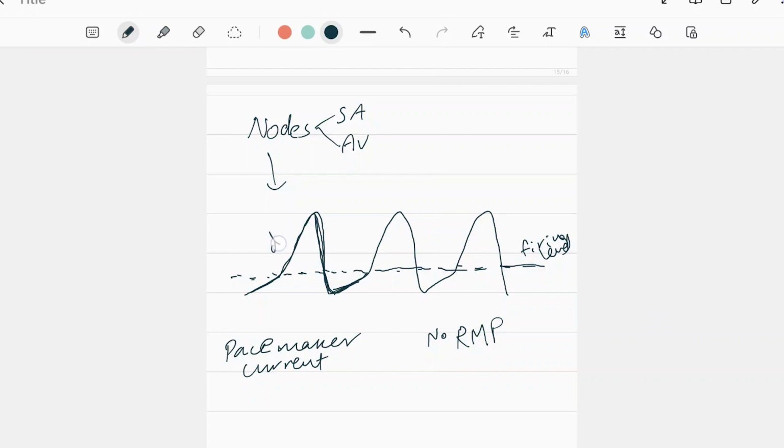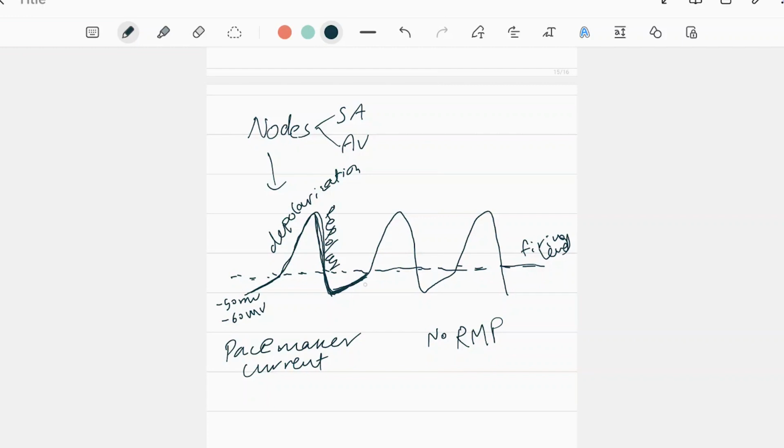There is a phase of depolarization, and there is a phase of repolarization. Then when you repolarize the cell, it reaches a level of negativity somewhere around minus 50 or minus 60 millivolts in the AV node, minus 50 millivolts in the SA node. When you reach this maximum level of negativity, the cell starts to automatically depolarize a little bit slowly by itself.